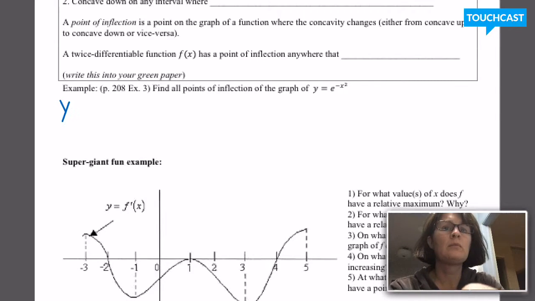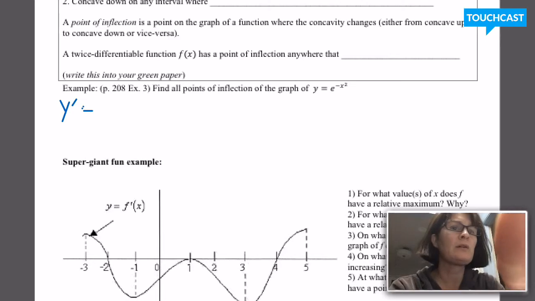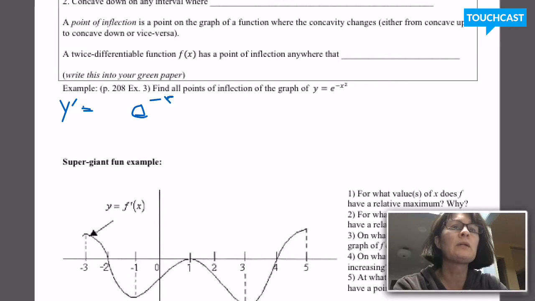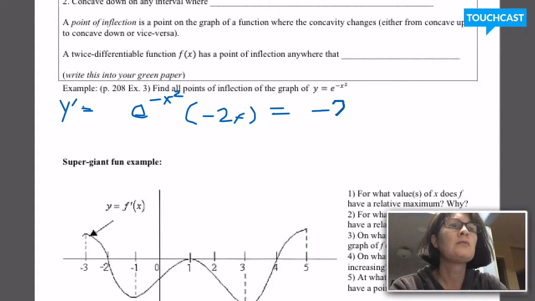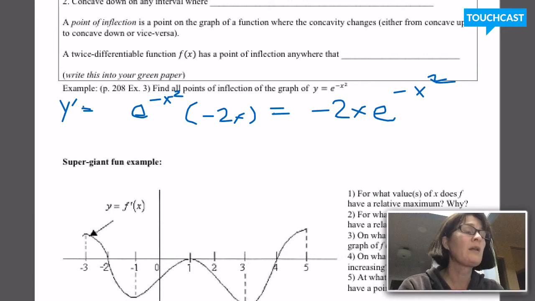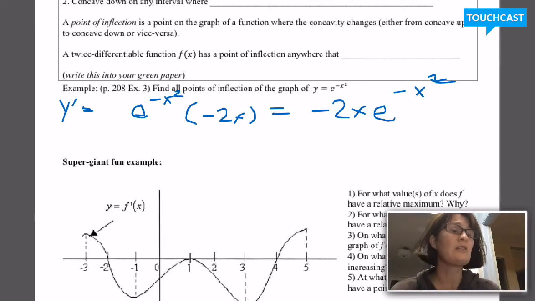Now you can see why we spent all that time in chapter 3 taking derivatives. Because in chapter 4 we're going to spend most of our time taking derivatives and then using the result to answer a question. So this is going to be e to the negative x squared times the derivative of the exponent, which is negative 2x, which I might write as negative 2x e to the negative x squared. Normally I wouldn't care so much to rewrite my work, but if I'm going to have to take the second derivative, I want this to be as clean as possible.